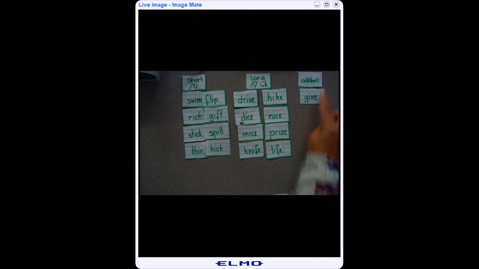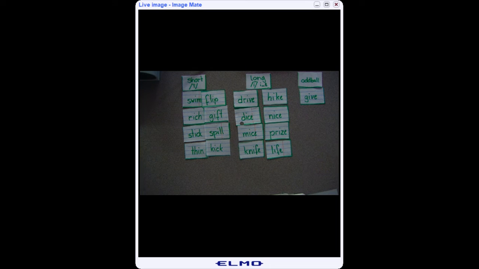And our oddball is give, because even though it has a silent E on the end, it does not say its name. It says I, like a short I. So that's why it's the oddball. It's not following the rules.